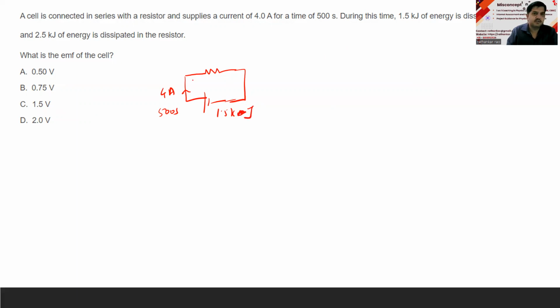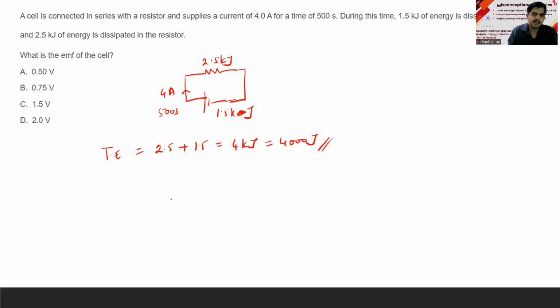And 2.5 kilojoules in the resistor. Now the question is, what's the EMF of the cell? Some energy has been dissipated. Why is it dissipated? Because of the EMF. EMF gives you so much energy for the energy to get dissipated. So let us find what's the total energy. Total energy is nothing but 2.5 plus 1.5, which is equal to 4 kilojoules, which is 4,000 joules.